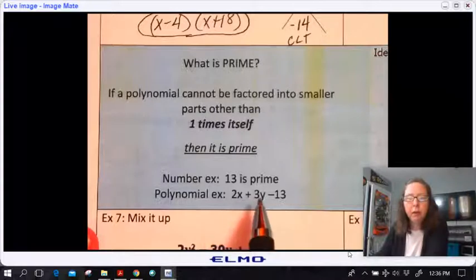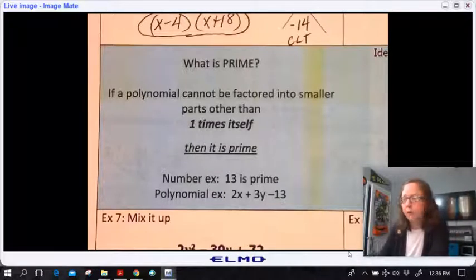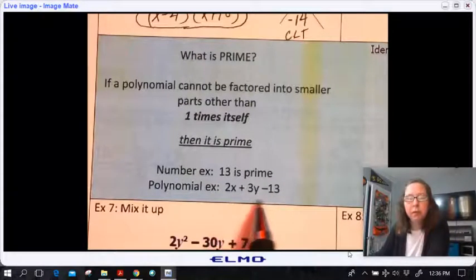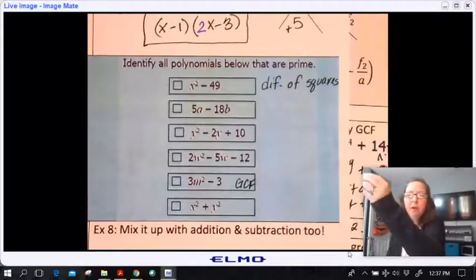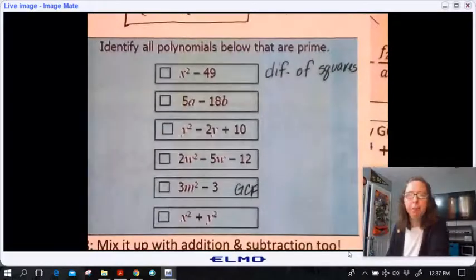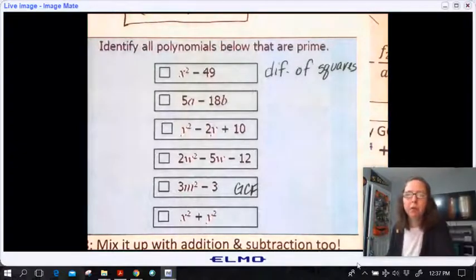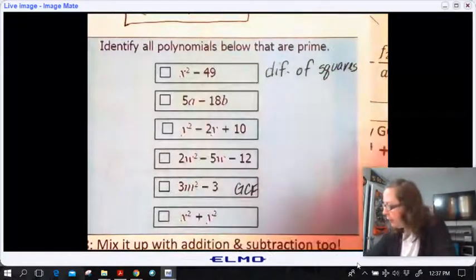So 2x, 3y minus 13. None of those coefficients, 2 or 3 or 13, have any numbers in common other than 1. And the variables x and y also do not have anything in common. So we can't factor that any further. That is as small and as simple as it gets. So this is also considered prime. So let's take a look at these over here and decide which of these are factorable and which of these are prime.